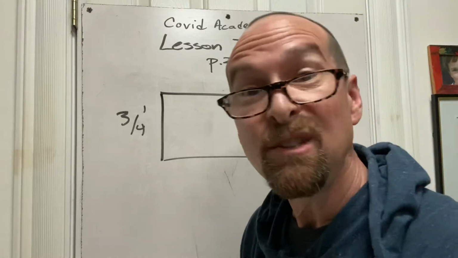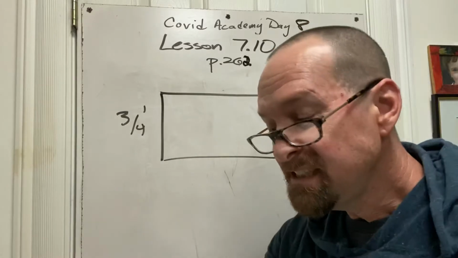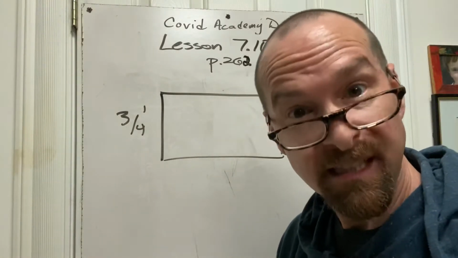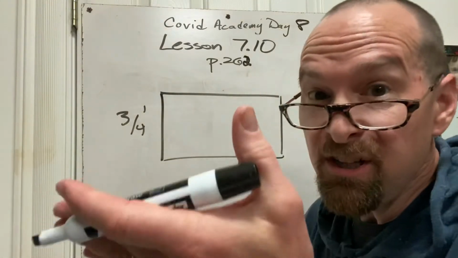Okay, let's do page 262 now. Gotta write that up there. Okay, Tony made a painting that is 3/4 of a foot wide. I don't know why he didn't just use inches. That would have been easier. But he wants a new painting that's half as wide. You want half of 3/4.